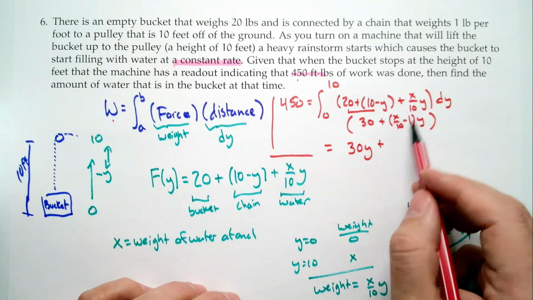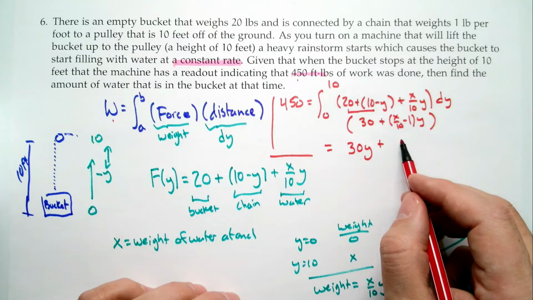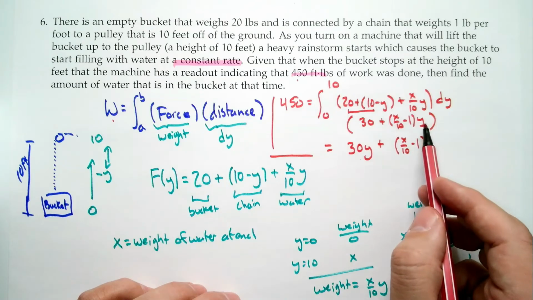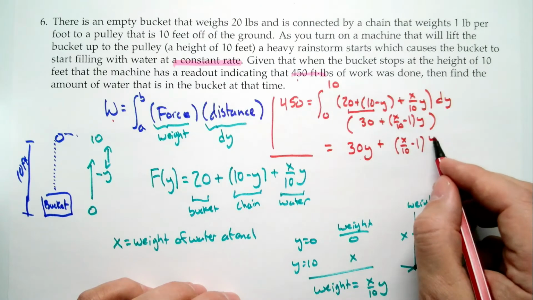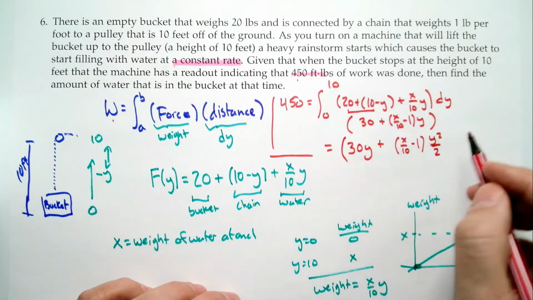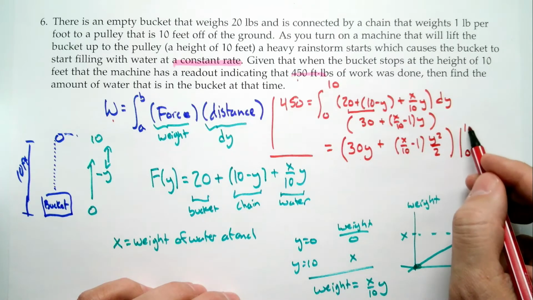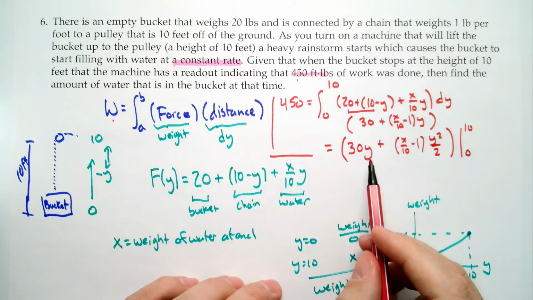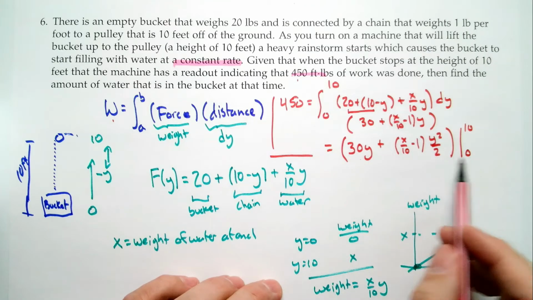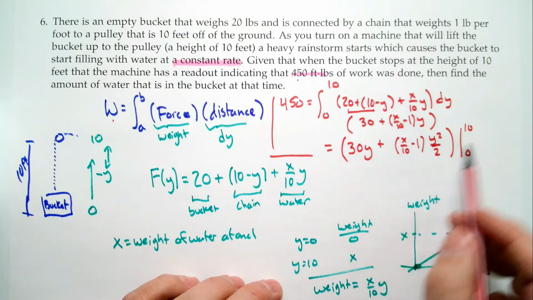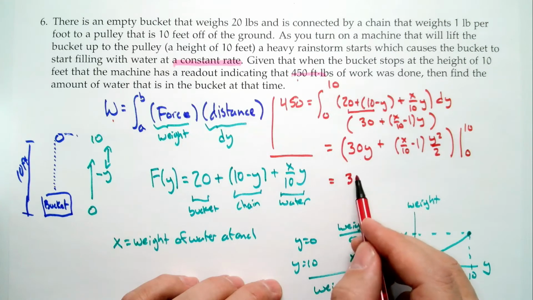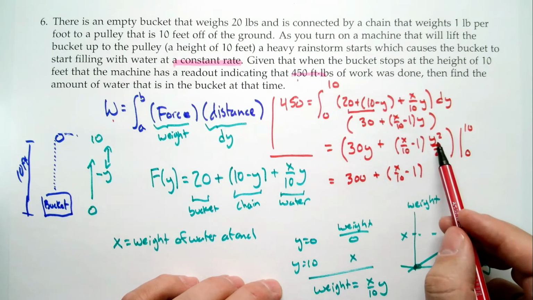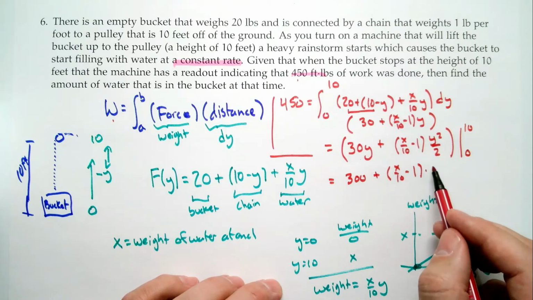Okay. This x over 10 minus 1, what do we do with that? It's a constant, so it just comes down. Integral of y? Yeah, y squared over 2. And now we need to evaluate this from 0 up to 10. So, plug things in. Nice thing is when you plug in 0, you get 0, because y and y squared are 0. When you plug in 10, you're going to get 300 plus x over 10 minus 1, and 100 over 2 is 50.